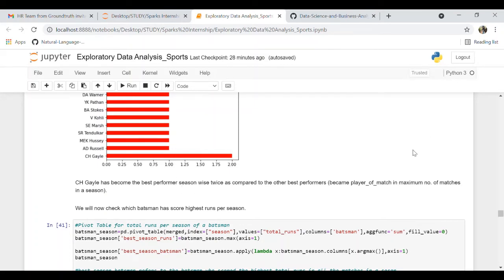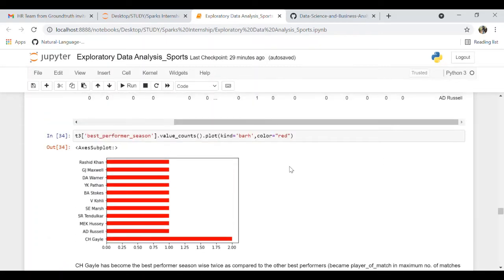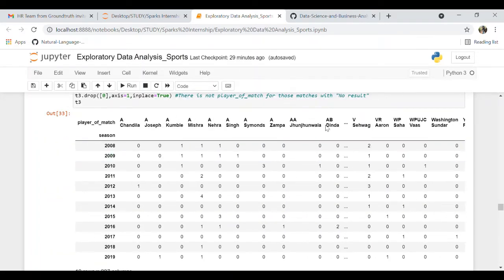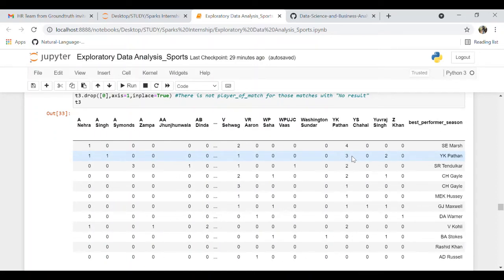Best performer means that a player became the player of the match in the maximum number of matches in a season. He has become that twice. So of course, we are trying to compare the best one among the best. They're already the best. All these players are the best. Anyway, the data that you have, they have all become the players of the match, right? There are so many of them.